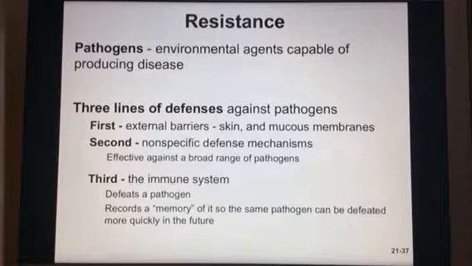And so our three lines of defense, we're going to go into more detail, but first would be our external barriers, our skin and those mucous membranes. The second is our non-specific defense mechanisms, and then third is the immune system. So here we'll focus on the first two.